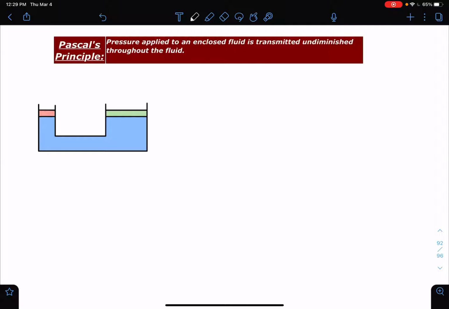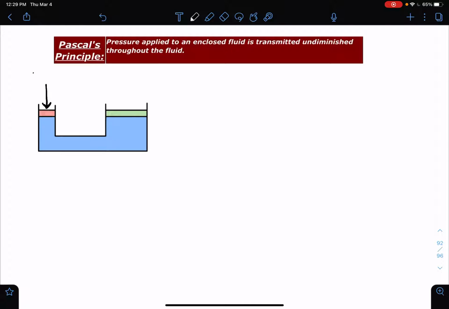Pascal's principle states that the pressure applied to an enclosed fluid is transmitted undiminished throughout the fluid. And this principle is very important for hydraulics. This is a hydraulic. I've got two pistons, and I've got this liquid that's completely enclosed in the hydraulic. And so the idea is you apply force to one of the pistons. Typically it's the smaller one, but it doesn't have to be.